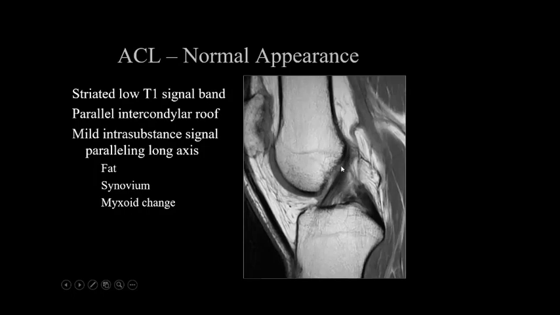The ACL should always be parallel to the roof of the intercondylar notch, or what we call the Blumensaat line. So this alignment between the superior surface of the ACL and the roof of the intercondylar notch is very important. We'll see examples later why this relationship between the ACL and the roof of the intercondylar notch is very important.